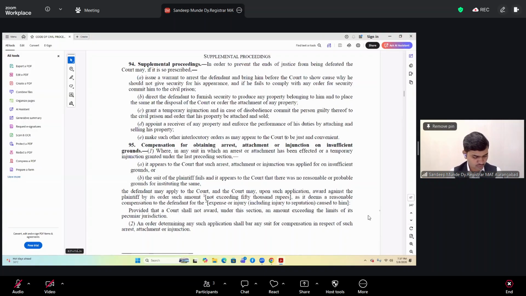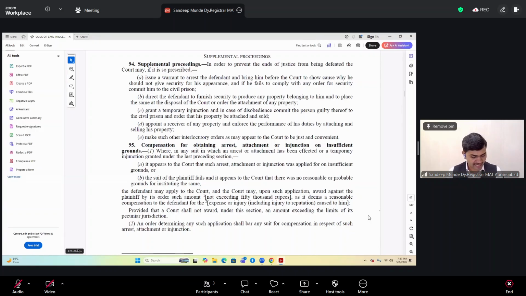Order 34 deals with suits relating to the mortgages of immovable property. Order 35 deals with the interpleader suit. Section 88 and Order 35, interpleader suit, in which the plaintiff does not claim relief for himself; he only claims the charges or whatever costs he has spent. Apart from that, he does not claim any relief, but he is making a prayer to the court to resolve the dispute between two parties.